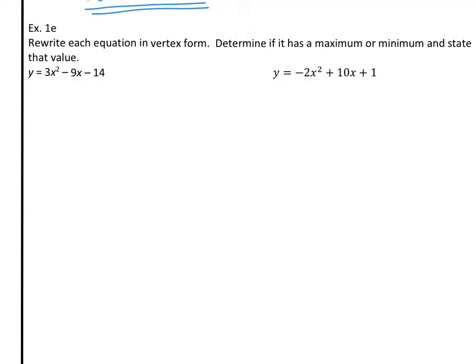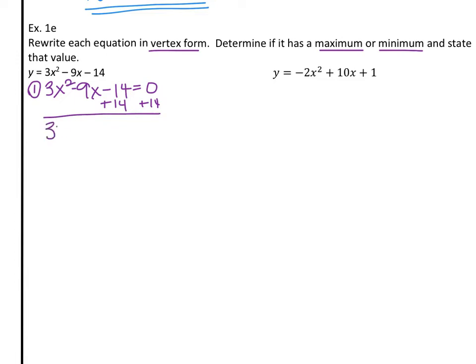Our final 2 questions ask us to rewrite each equation in vertex form, determine if it has a maximum or a minimum, and then state that value. To rewrite in vertex form, we'll use the method of completing the square. Let's start with y equals 3x squared minus 9x minus 14. The first thing we're going to do is set the equation equal to 0, and move the c value to the other side. We'll move 14 over by adding.